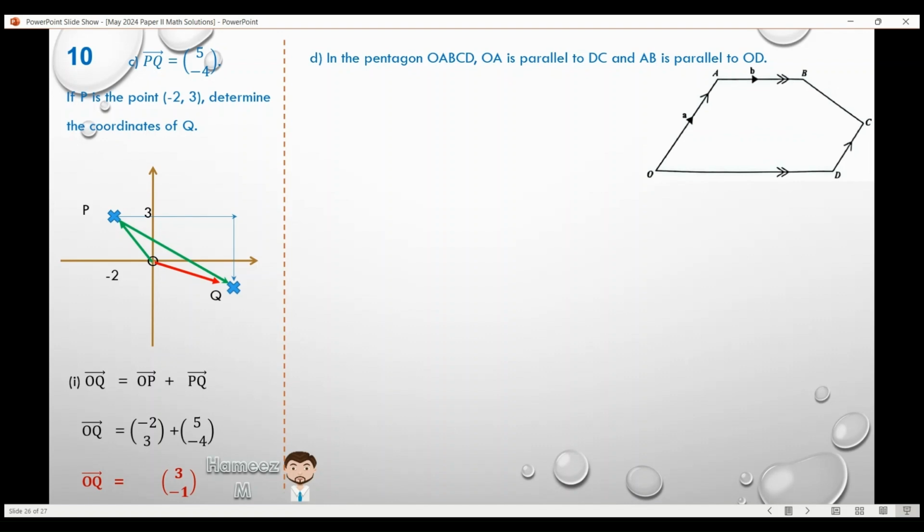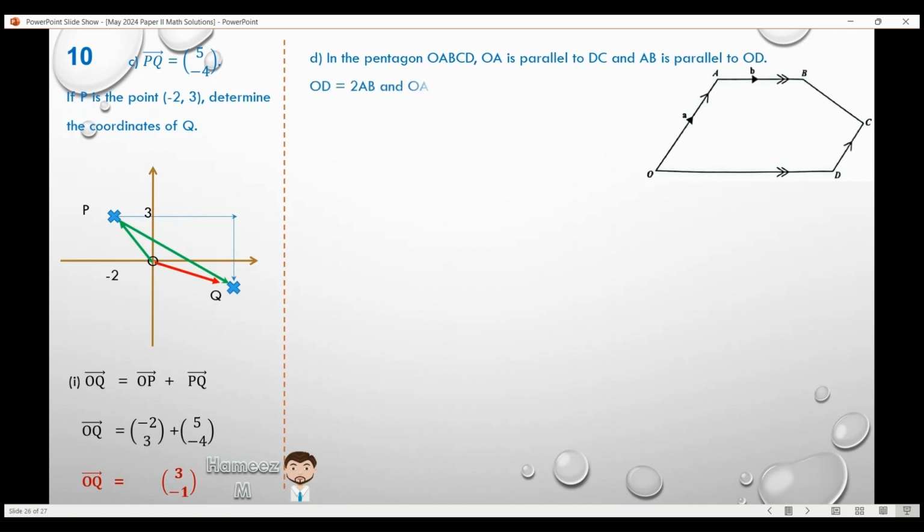And AB is parallel to OD. AB is a flat line going to the right, and OD is a flat line going to the right as well. So it tells us about our directions. That is why you can see single arrows to show those that are parallel and double arrows to show the other two that are parallel.